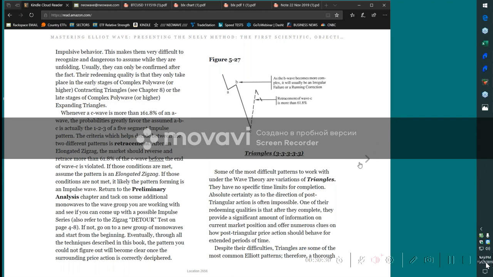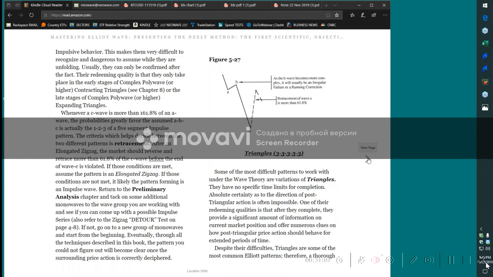In a triangle, the structure is going to be all corrective. So most of the waves will be 61%. So wave B retraces at least 61% of wave A. Wave C retraces at least 61% of B, and so forth through all the waves. The B wave might be the exception. It might be less than 61% of wave D, but generally you're talking about 61% for most of the waves or more. And generally it's going to be somewhere in the 80% range if it's going perfectly horizontal.